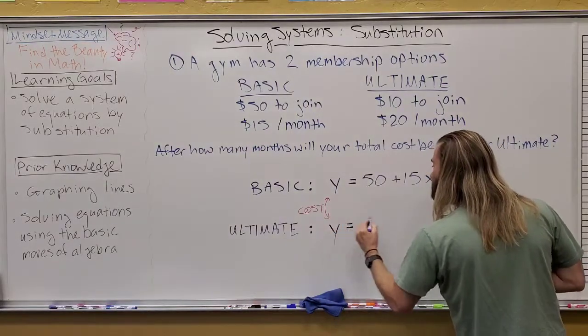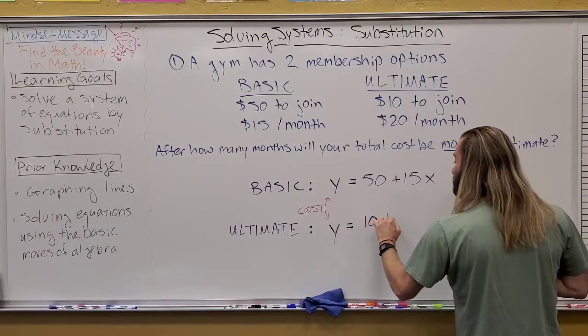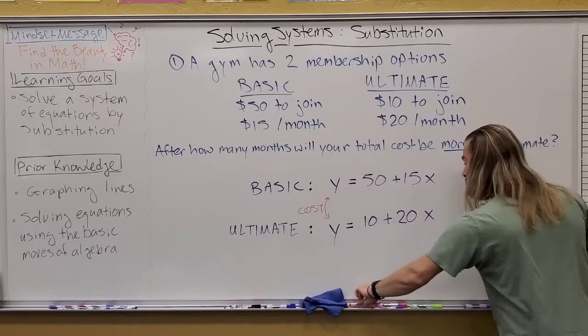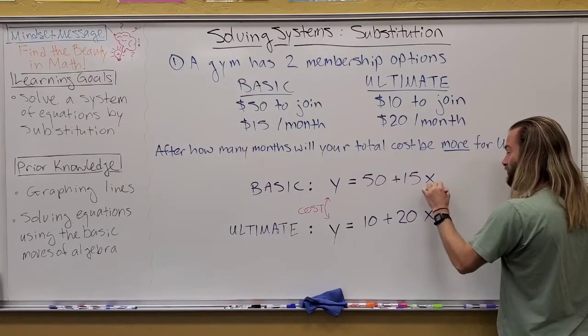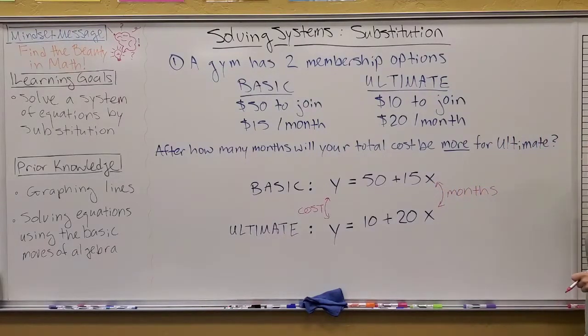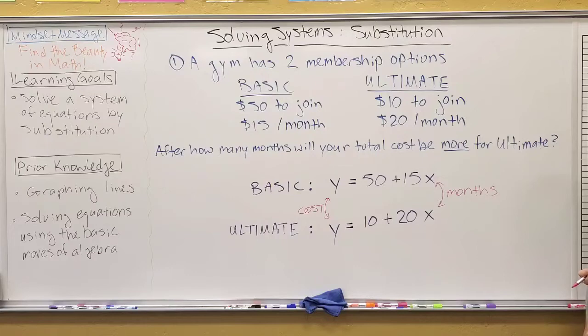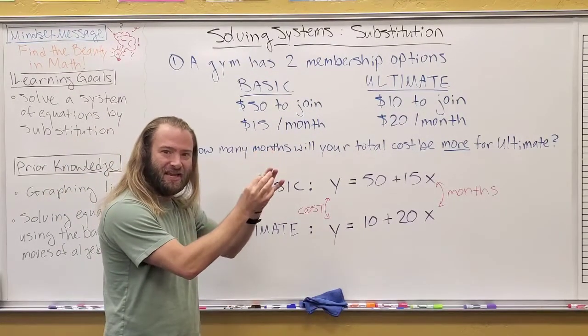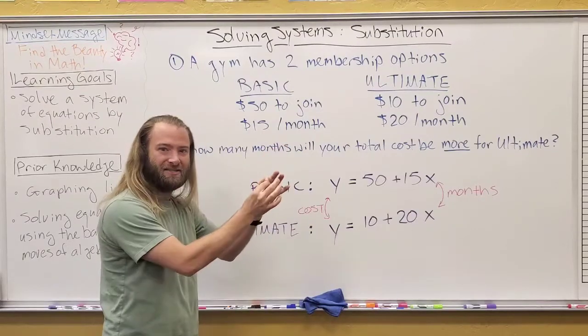And then same for this, but this starts out with $10, and then it costs $20 a month to join. And so remember, the x here represents how many months have gone by. Now remember, we are looking for when they're going to actually cost exactly the same, because that's when the ultimate will surpass the basic, right?